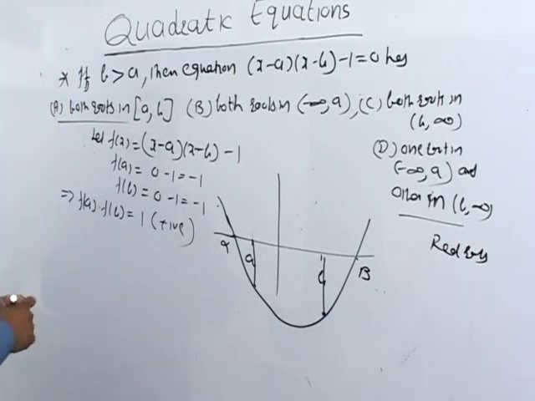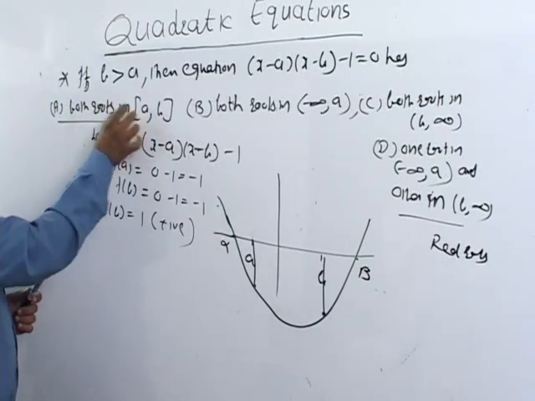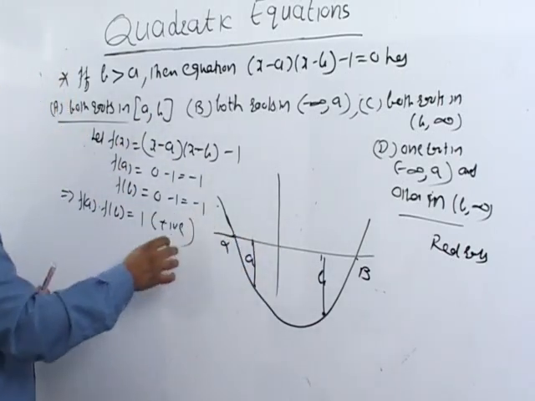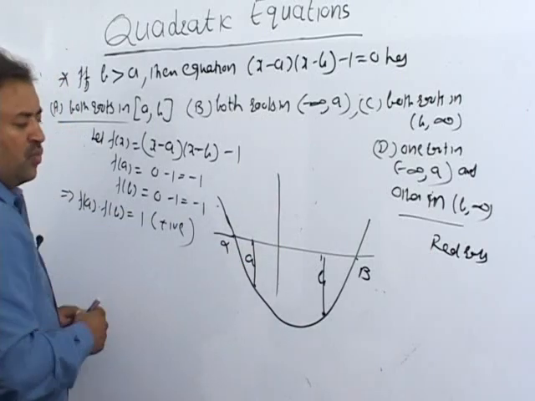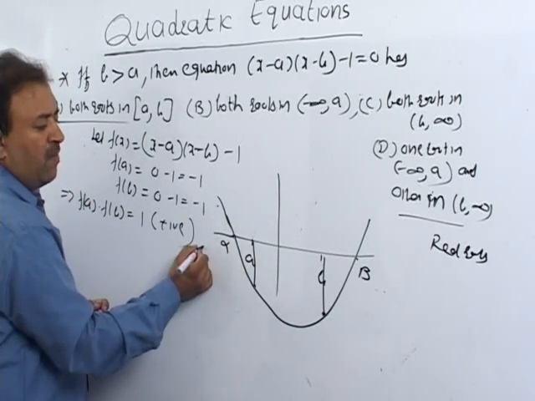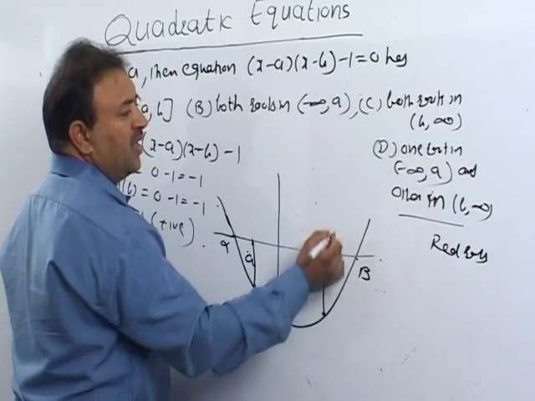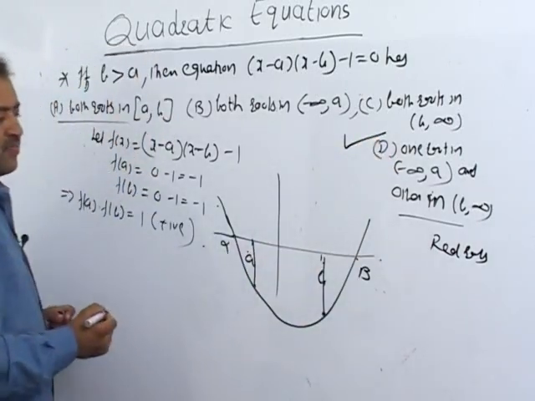Now what is the answer? Both roots in this one? No, both roots, no root lies between a and b. Both roots in minus infinity to a? No. Root alpha lies from minus infinity to a. The other root beta lies between b to infinity. So the right option is D.